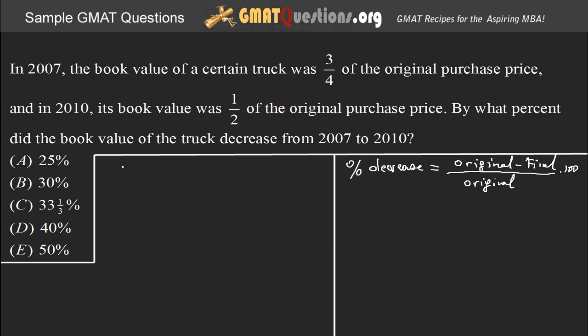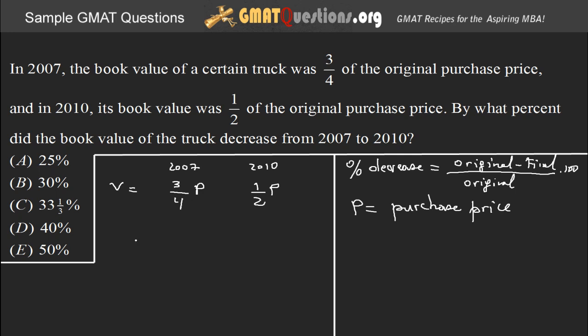Okay, let's go to work now. We have 2007 and we have 2010. So if V is the book value, and P, as I said earlier, is the purchase price, all you have to do here is say that V should be equal to 3/4 of P in 2007 and 1/2 of P in 2010.